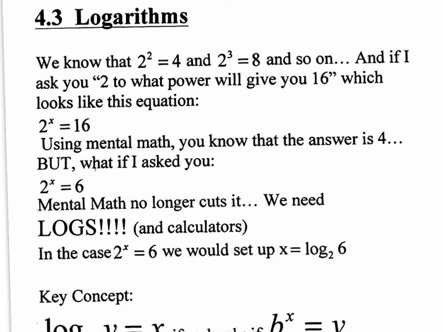Section 4.3, logarithms. So we know that 2 squared equals 4 and 2 to the third equals 8. Why am I underlining that? I have no idea. Sorry.